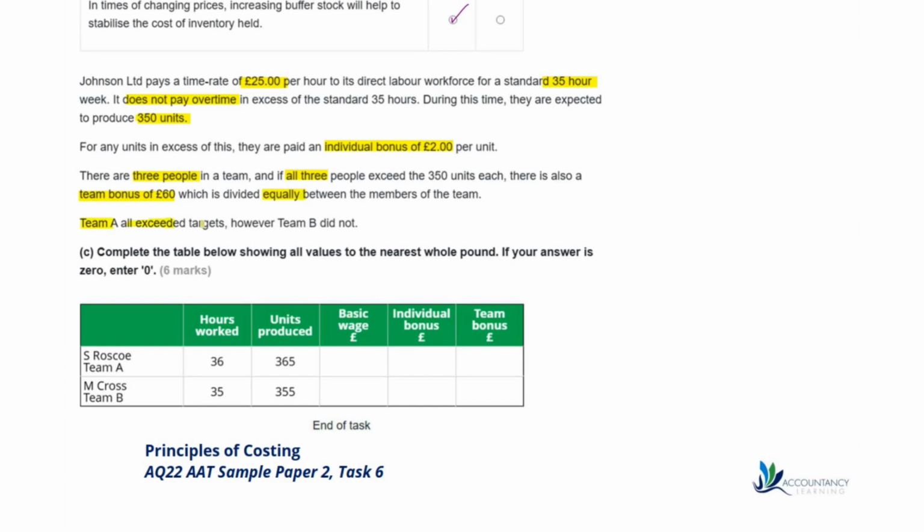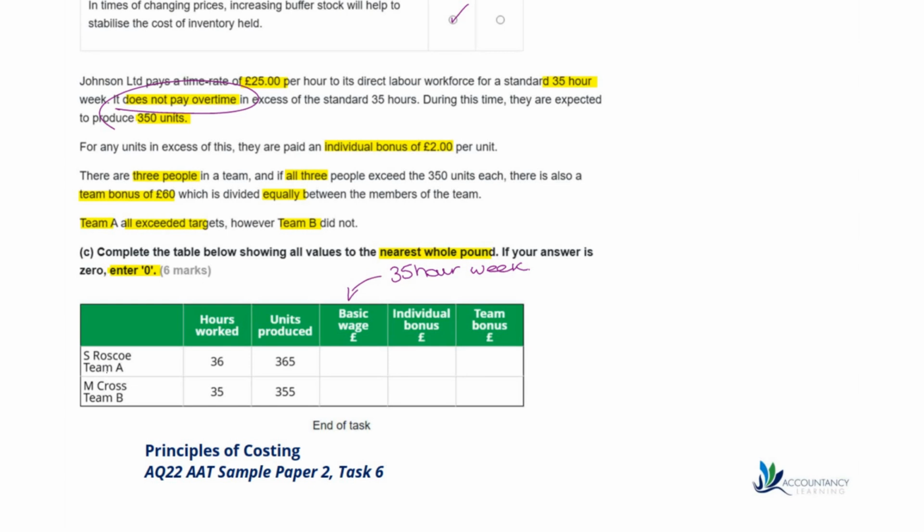Team A all exceeded targets, but Team B did not. So we need to complete the table below showing all values to the nearest whole pound, and if our answer is 0, we must enter 0 into the box. So in terms of the basic wage, they are only paid for a 35-hour week maximum because there is no overtime pay.